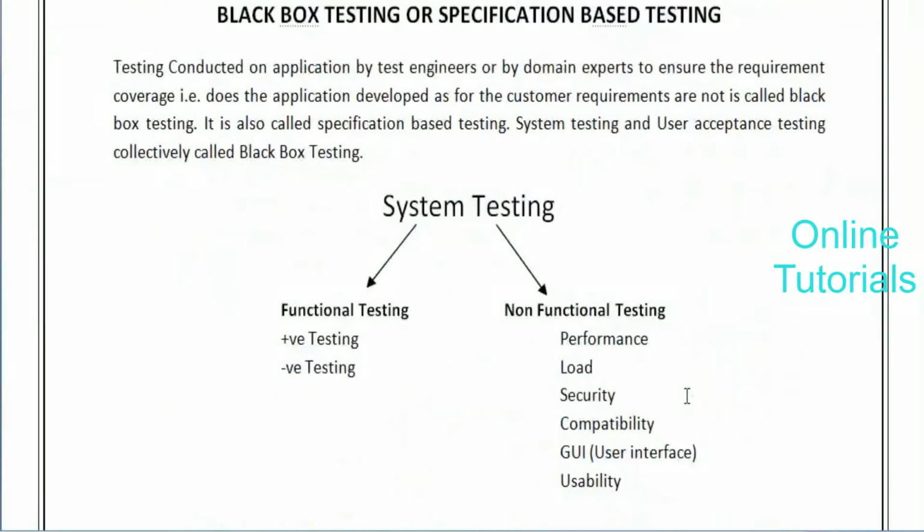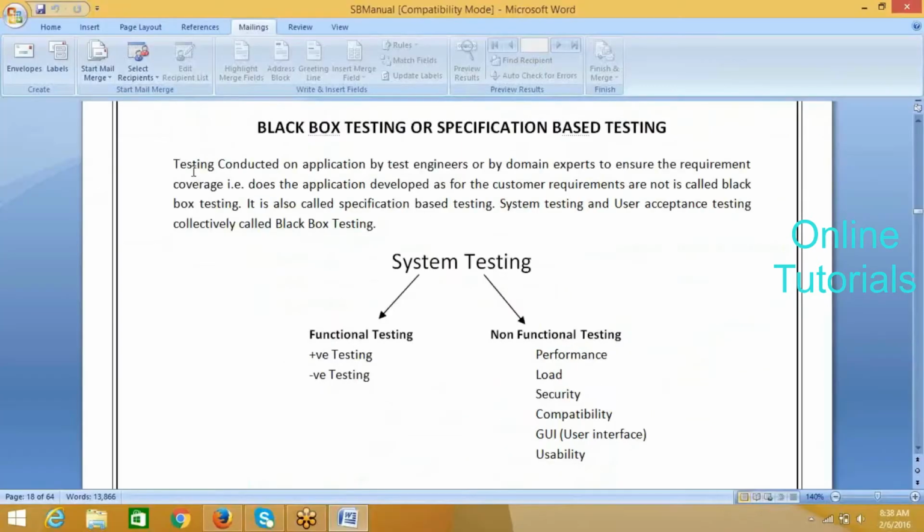Then we will go for black box testing. This is where we are involved as testers. Black box testing is specification-based testing, meaning testing on the specifications, which are nothing but validations. In a particular website, there are specifications. That is black box testing, or specification-based testing.